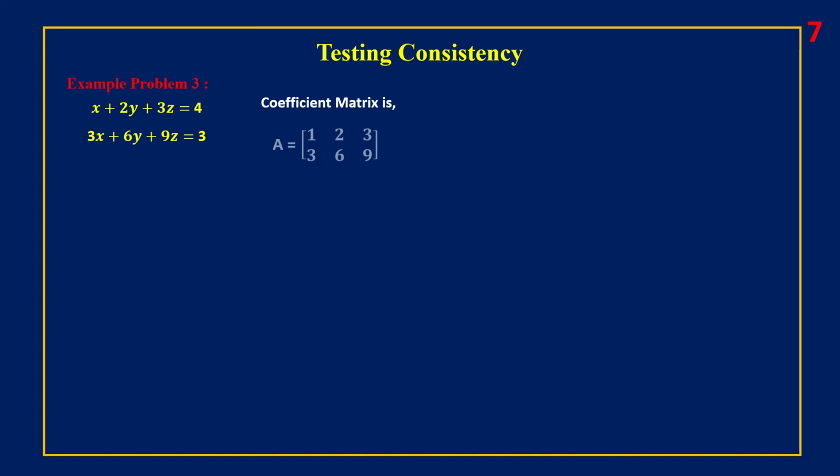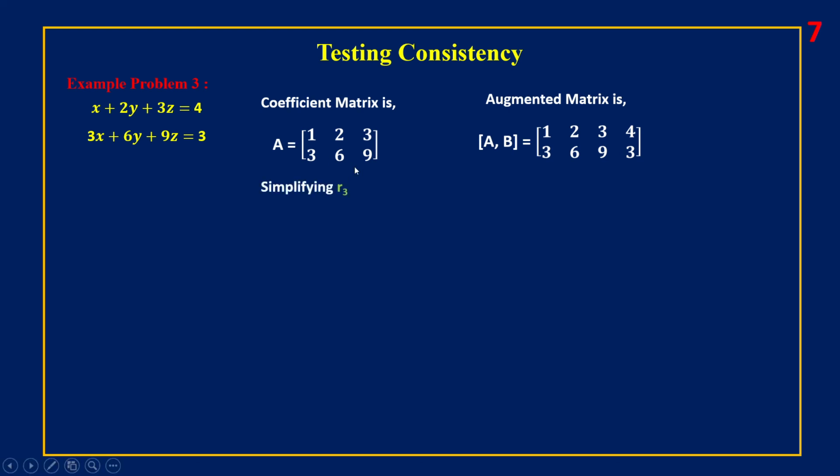For reference, I will solve the problem through the elementary transformation method. So here I have represented the coefficient matrix 1, 2, 3, 3, 6, 9 and the augmented matrix 1, 2, 3, with constant terms 4, 3. And now we can simplify row 3 divided by 3. If we divide row 3 by 3, it will become 1, 2, 3 in the last row. And here also 1, 2, 3, 3 by 3 is 1. 1, 2, 3, 1. Here these two rows are the same.